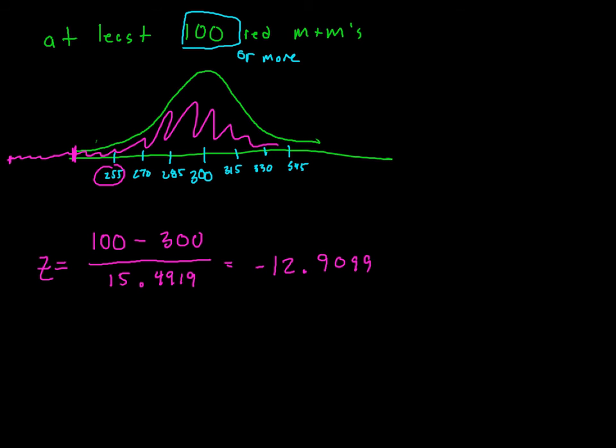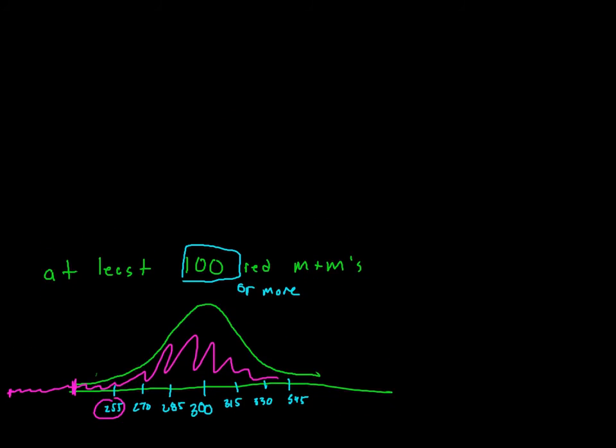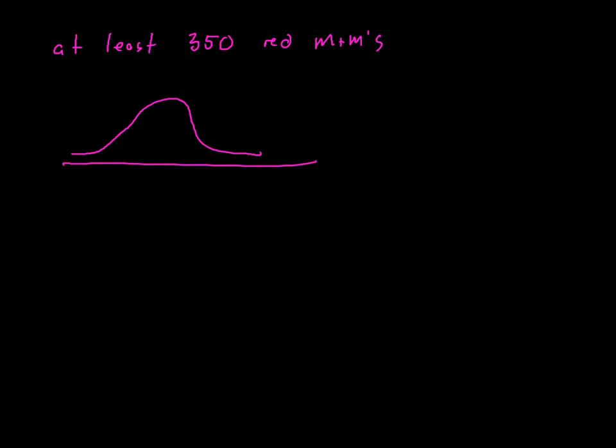Now, let's do another problem very similar to this one. What's the probability of at least 350 red M&Ms? Once again, I've got my normal model here. Right smack dab in the middle is 300. Up 1, up 2, up 3 standard deviations. Down 1, down 2, down 3 standard deviations. So where does 350 fit?